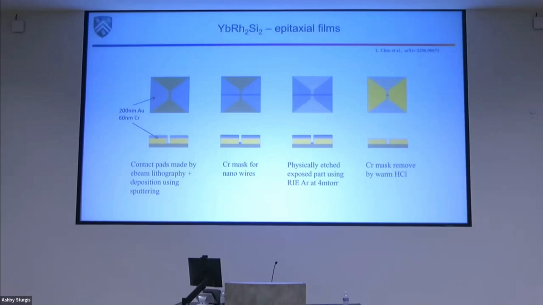So we first deposit a very thick gold bond pad and a 6 nanometer chromium layer as a protective layer. In the second step, we deposit another chromium mask for the nanowire structure. After that, we use low pressure, high power argon RIE to etch away the exposed part. And finally, the chromium mask will be removed by warm concentrated hydrochloric acid.